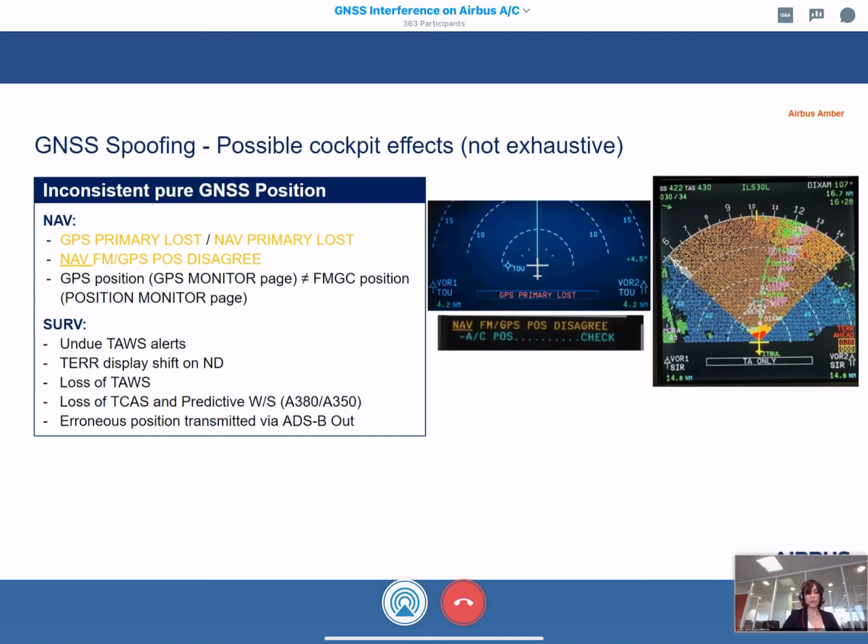Also related to inconsistent low GNSS altitude, the TAWS function could be temporarily lost, and also the TCAS unpredictable wind shear on A380 or A350 aircraft. Another possible effect on surveillance is the erroneous transmission of position data via ADS-B out, but this will be transparent for the crew.